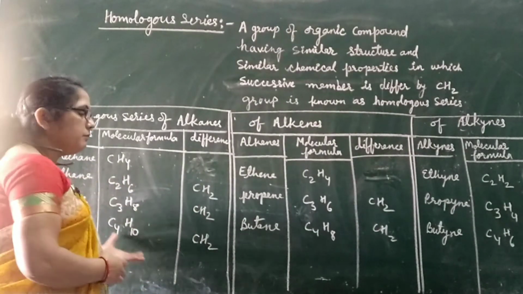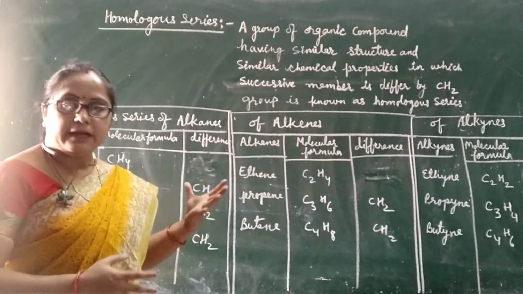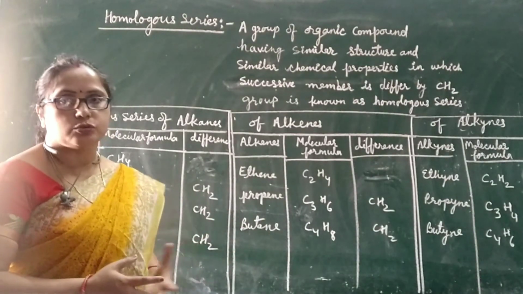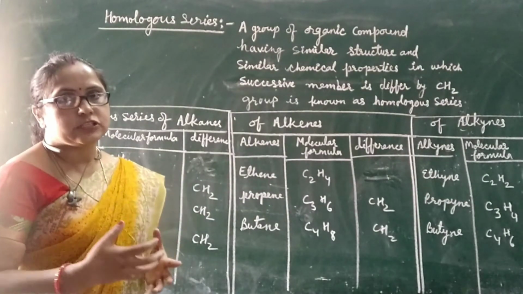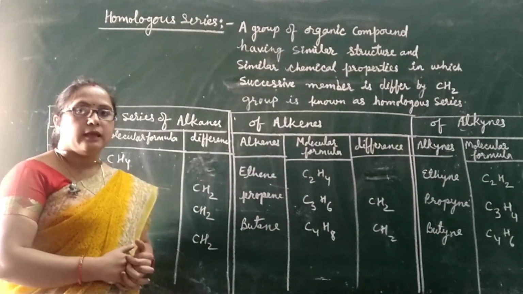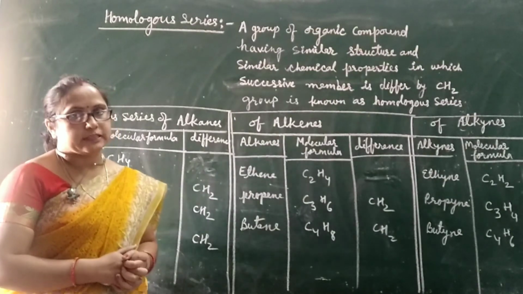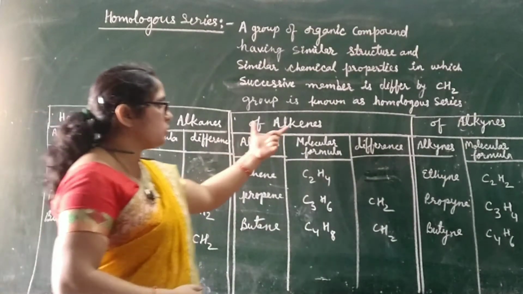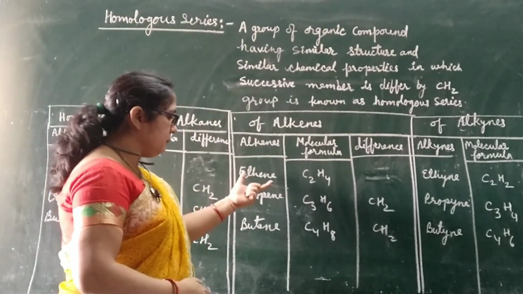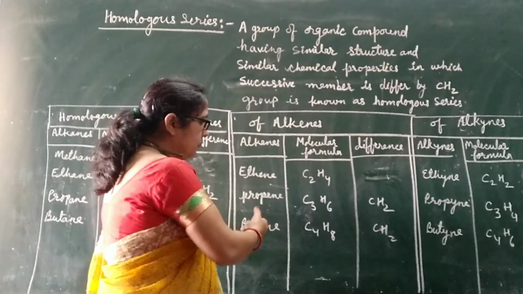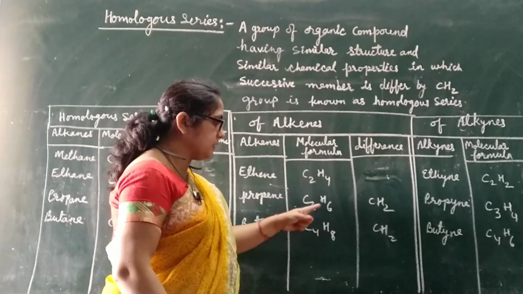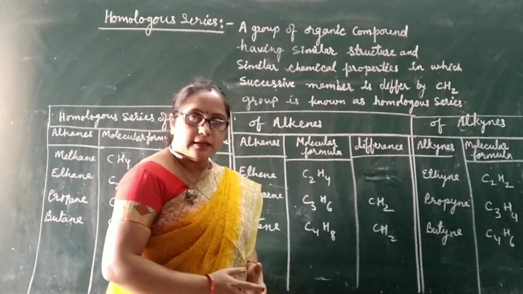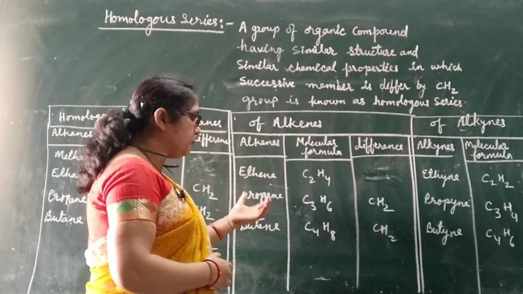They have the same properties and the same structure. They belong to the alkane group, but the successive members of each homologous series differ by a CH2 group. Similarly, in the case of alkenes, we have ethene, propene and butene, and their molecular formulas are C2H4, C3H6 and C4H8. We compare ethene and propene.